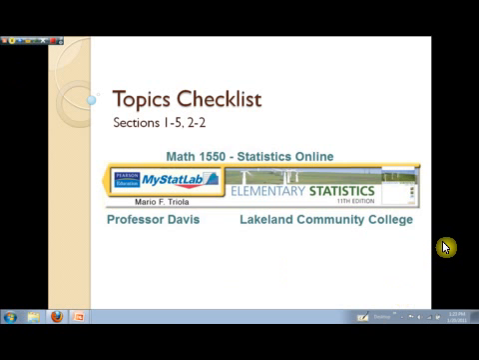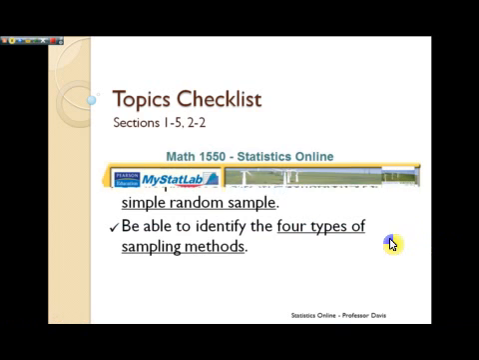Hi, it's Professor Davis, and I want to take a look at the topics checklist for sections 1.5 and 2.2. So let's take a look at that.